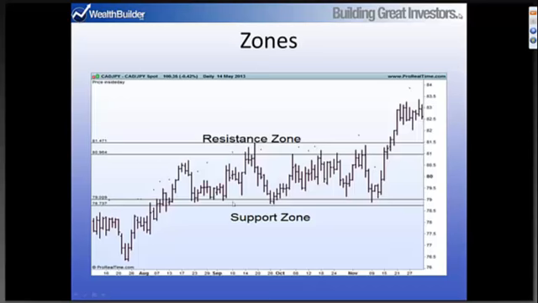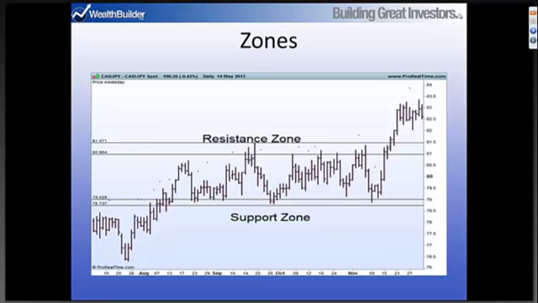And then two on the bottom here, the support. Here we have a zone, the higher of the two levels and the lower of the two levels, forming a little bit smaller zone, maybe about 30 pips, but still a zone rather than a precise line. So just want to point out the zone concept here too.